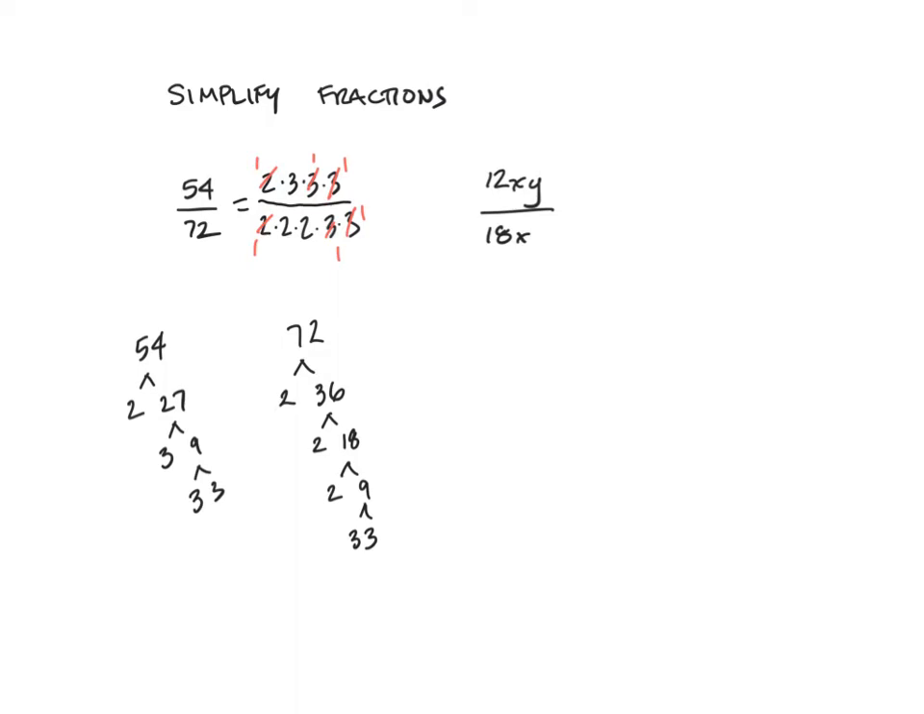So now what do we have left? I've got a 3, I've got a 2, and I've got a 2. So my fraction has now become 3 over 2 times 2, and it's an equivalent fraction to the 54/72. So this is simply 3/4. That is the simplified version of 54/72. Now, this is a very visual way of simplifying fractions, and it's a pretty efficient way of doing it as well. So let's try the 12xy over 18x.